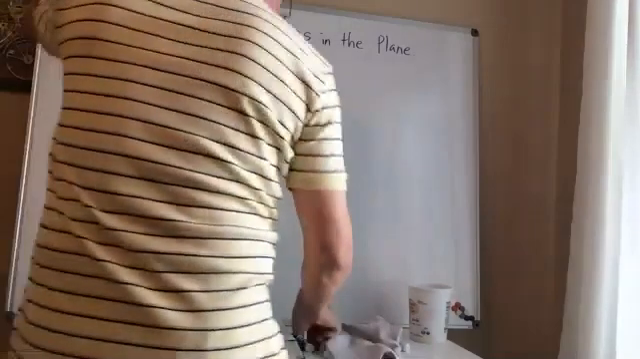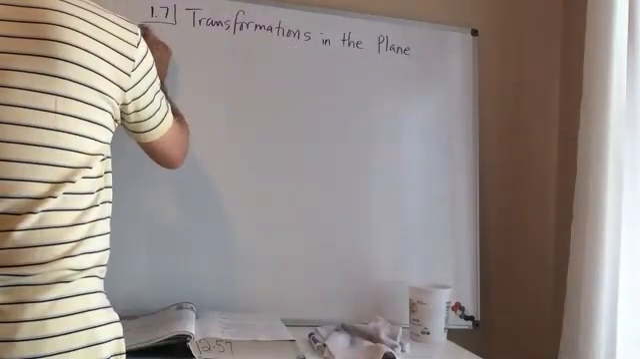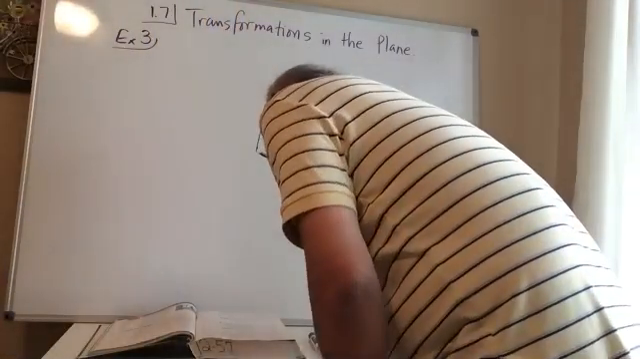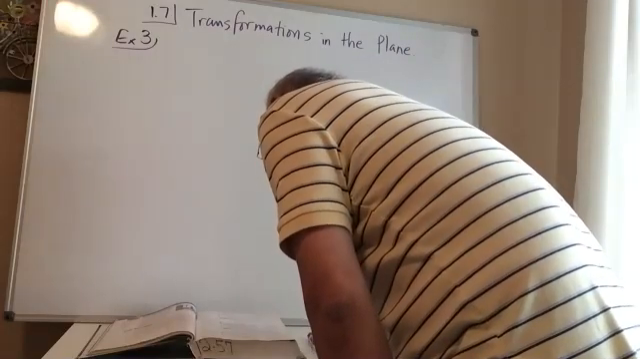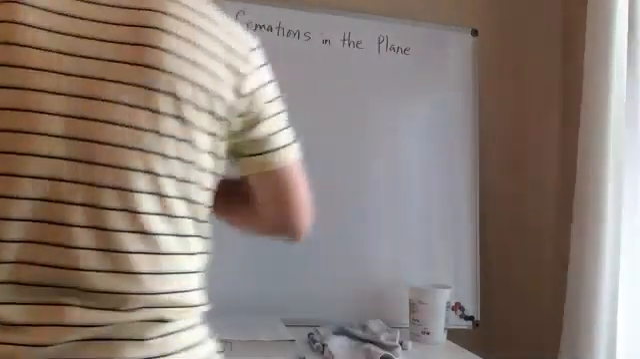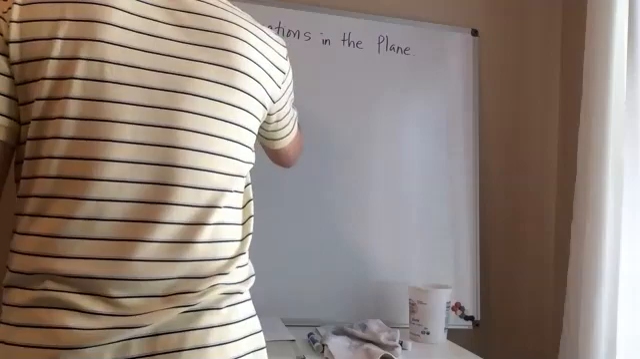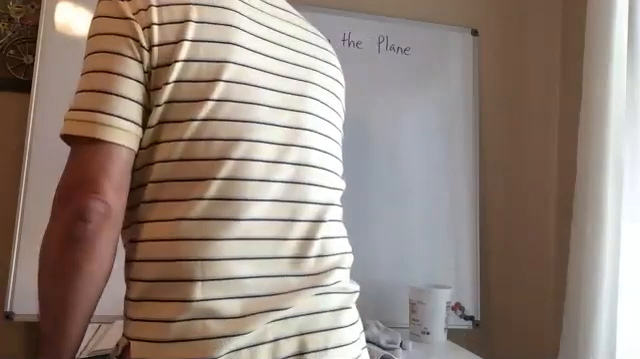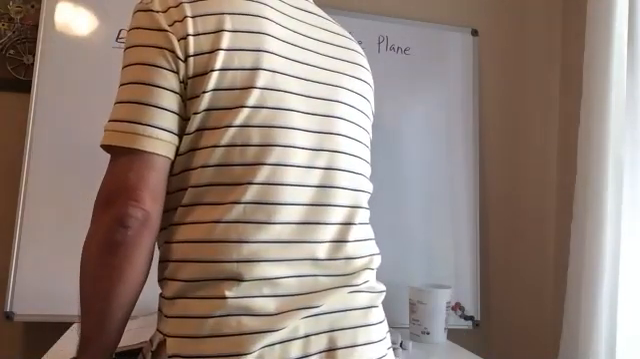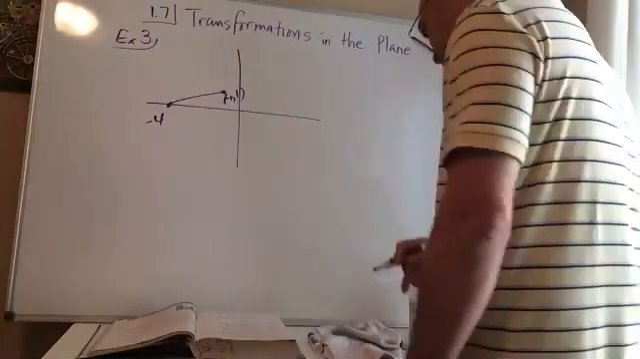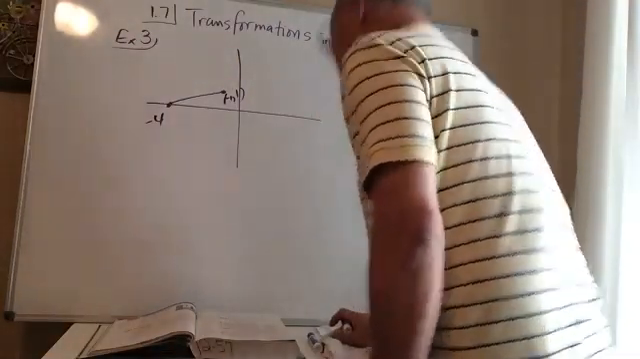Okay, so example number 3. If you look at example number 3, translations in the coordinate plane. So we are actually going to do a translation now. We're at (-4, 0), and then we are at (-1, 1), and (-3, 3).